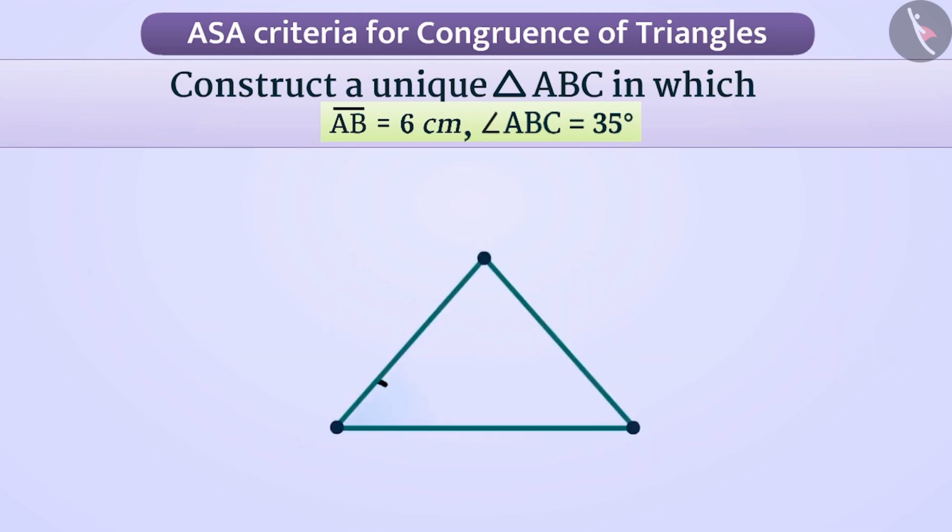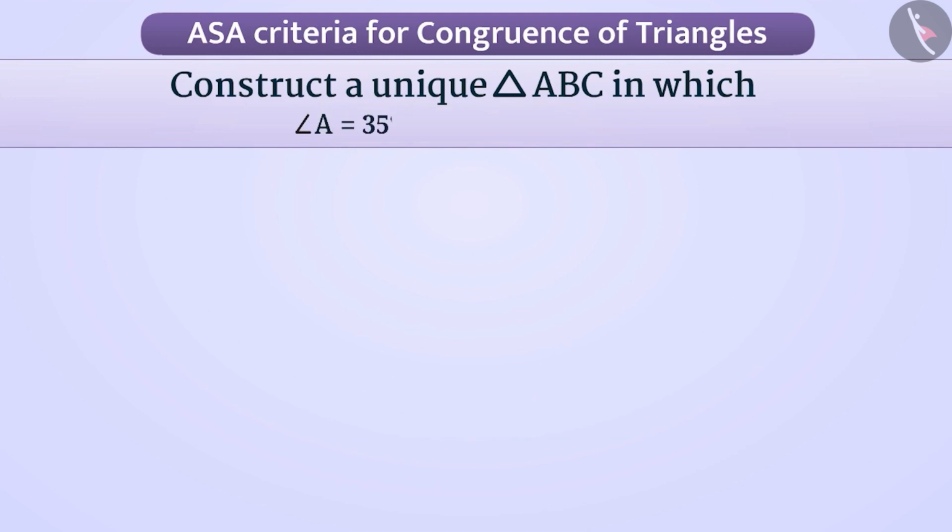Now, if we know the measurement of two angles and the length of the side included between them, then we can definitely produce a unique triangle. Suppose we are given angle A is equal to 35 degrees, angle B is equal to 75 degrees, and AB is equal to 6 cm. Then we can easily form a unique triangle ABC.